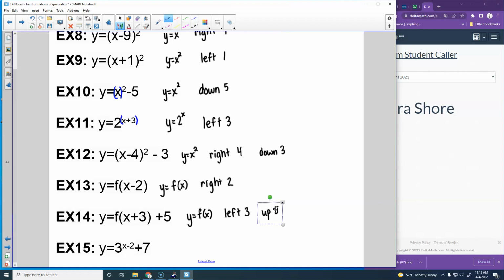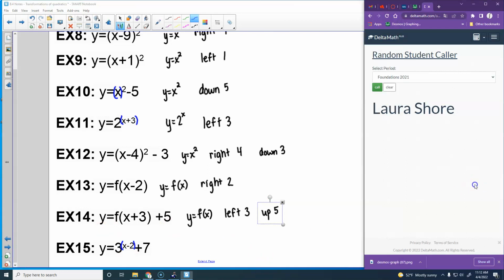Okay, 15. These exponentials can be a little tricky. I don't think you're going to see a lot of exponentials, but you may, because we do cover exponentials in this class, so I threw a few in here. When we have that exponent, you can think like it's got parentheses around it. So let's see who gets this one.